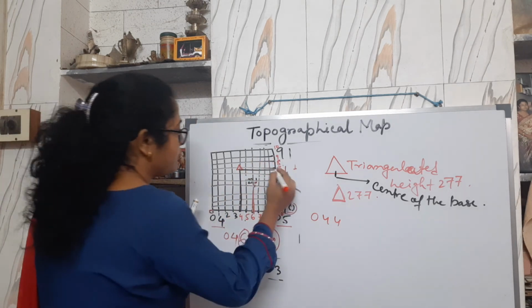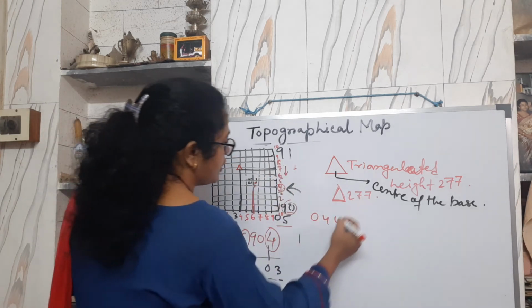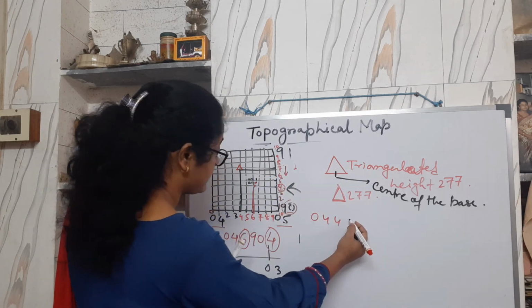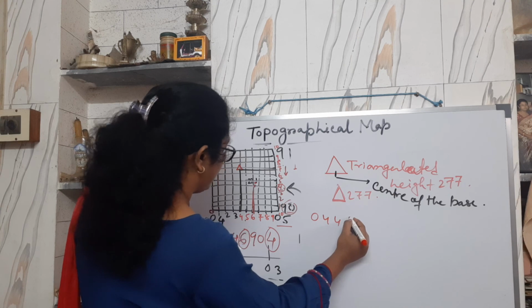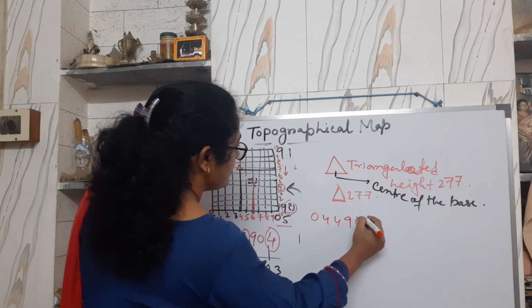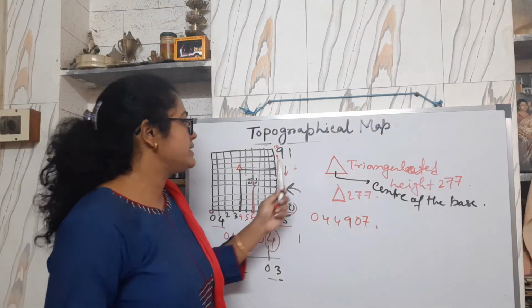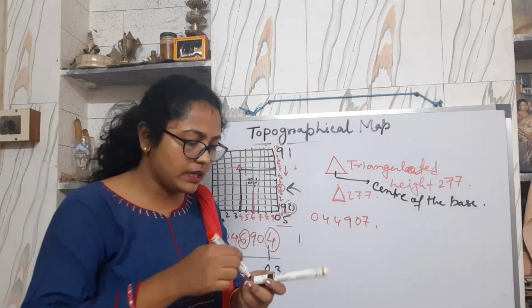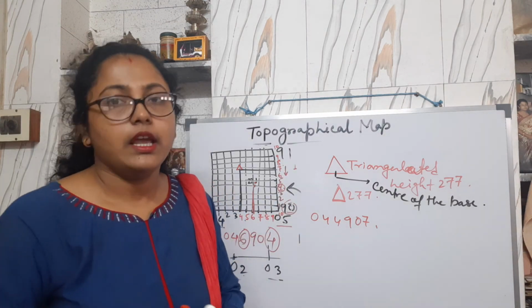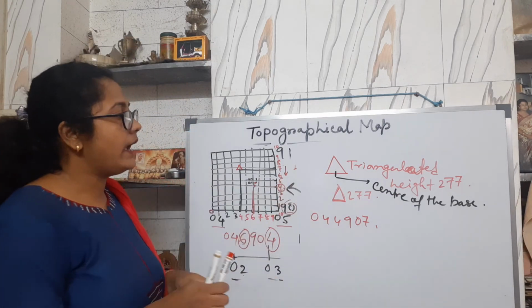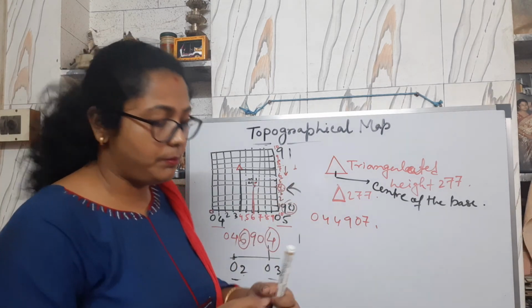It's near about 7 only. So your 6-figure grid reference will be 907. You can write 906 also, as it is between 6 and 7. You can write, it will be considered right, correct. Okay, so triangulated height, you have to take the center of the base.